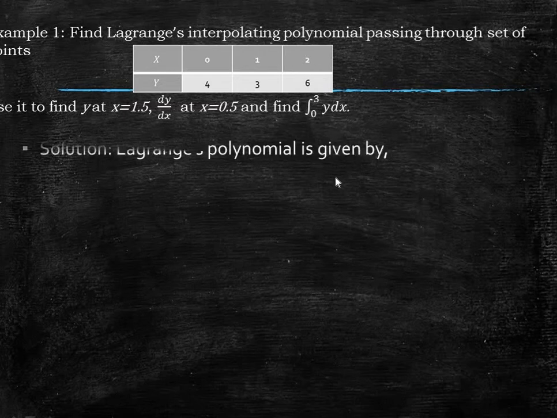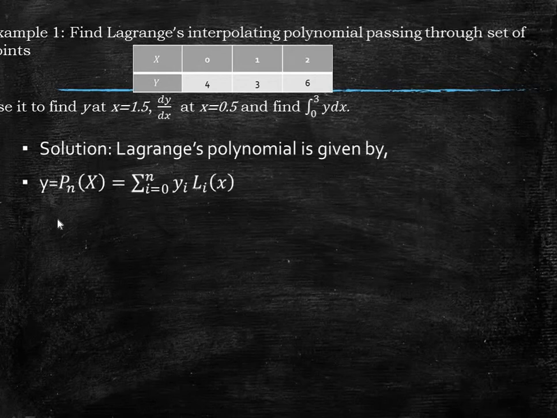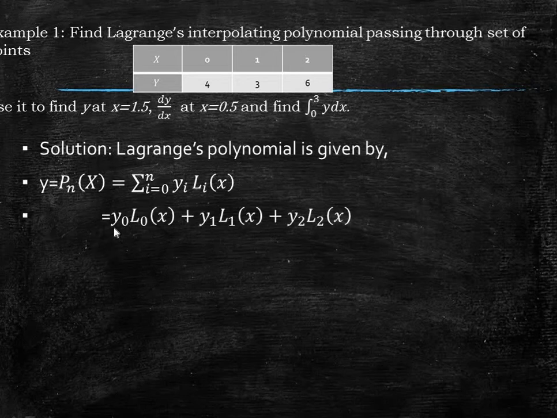So first we have to write the Lagrange's interpolating polynomial, which is y equal to Pn of x equal to the summation of yi into Li of x, i running from 0 to n. So we can write y0 L0 of x plus y1 L1 of x plus y2 L2 of x, because here n is 2, so we write only these three terms.